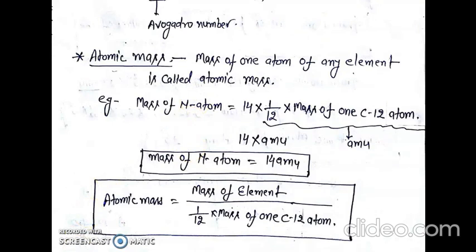Second is atomic mass. Mass of one atom of any element is called atomic mass. For example, mass of nitrogen atom is equal to 14 into 1/12 into mass of one carbon-12 atom. It means that the mass of nitrogen atom is 14 times heavier than 1 AMU, and we get mass of nitrogen atom is equal to 14 AMU.